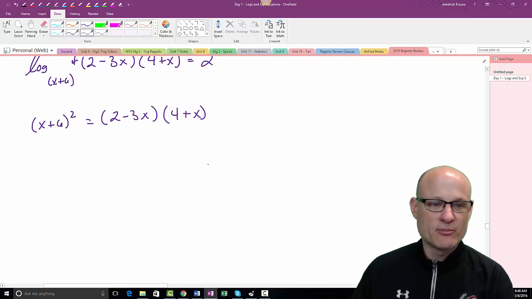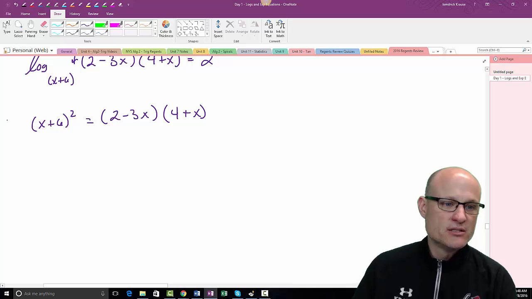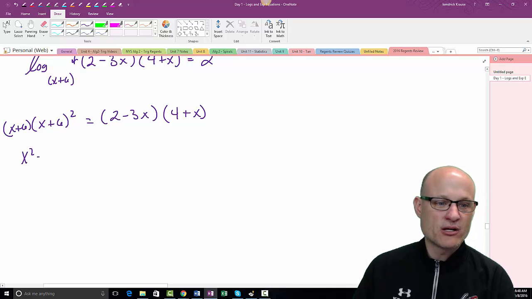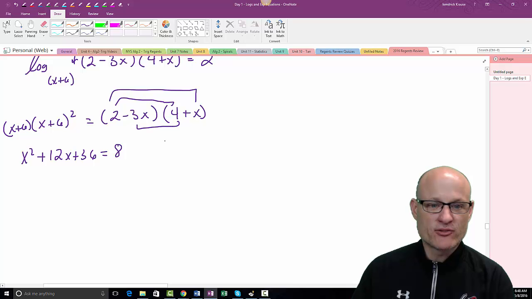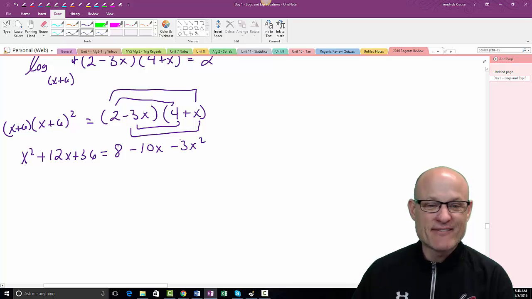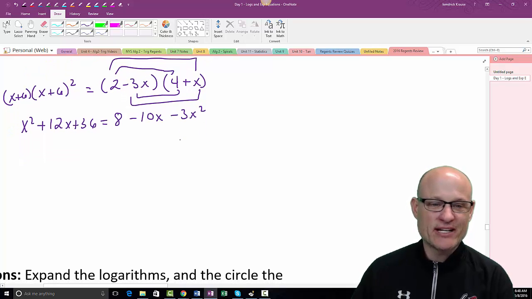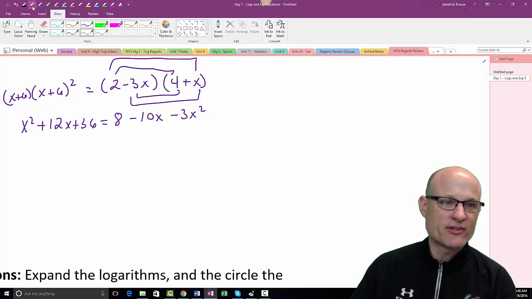Now we've got a whole lot of double distributing to go. This is really x plus 6 times x plus 6. So this is x squared plus 12x plus 36 equals 8, and this is plus 2x and minus 12x, so that's minus 10x, and then minus 3x squared. You never want to work with an x squared that's negative, so everything's coming to the left side.